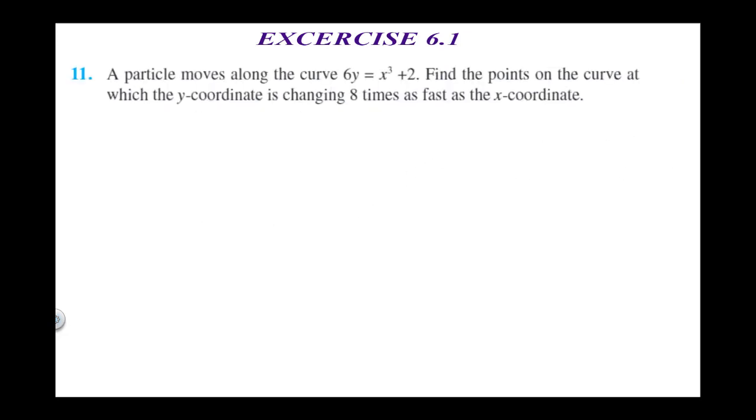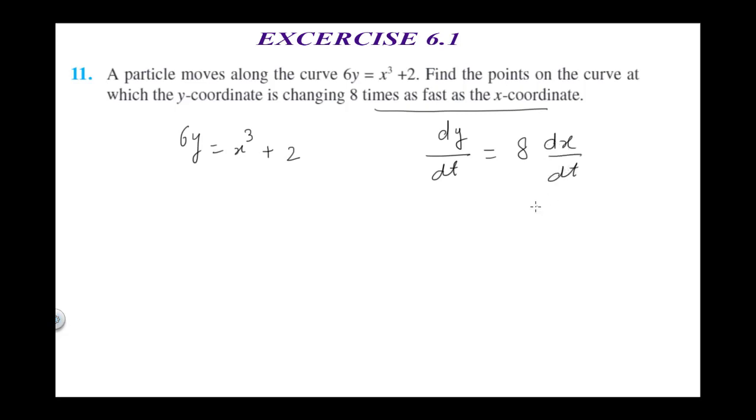Here comes question number 11. In question 11, we have been given that a particle moves along the curve 6y equals x cube plus 2. Here we have to find the point on this curve at which y coordinate, that means dy/dt, is changing 8 times as fast as x coordinate. So dy/dt will be equal to 8 times of dx/dt.